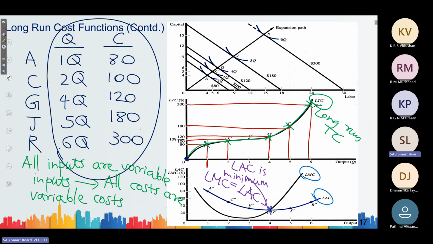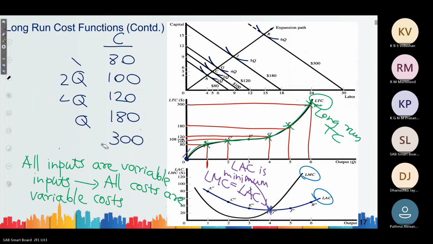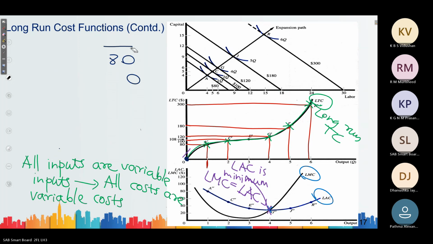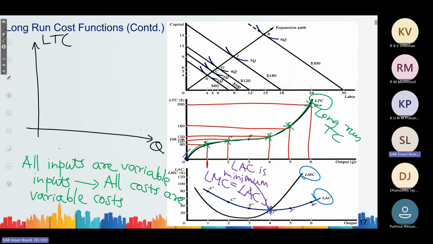How do the cost curves behave in the long run? The long run total cost curve initially increases at a decreasing rate, and afterward it increases at an increasing rate.